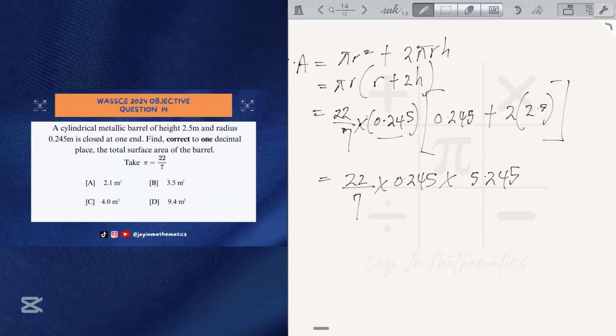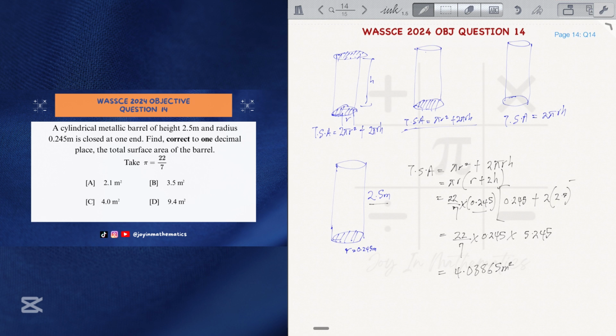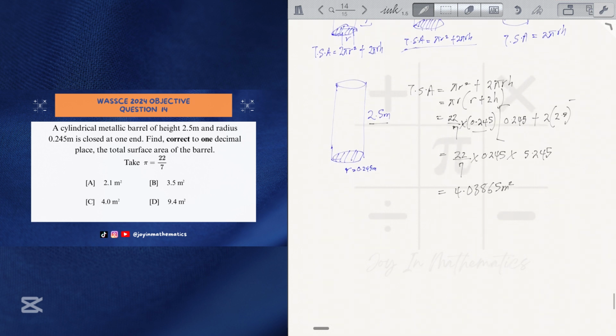When we simplify this expression in the bracket, we'll have 5.245, and this would be 4.03865 meters squared. Now the question says correct to one decimal place. So to one decimal place, this is simply 4.0 meters squared, and this is an expression for option C.